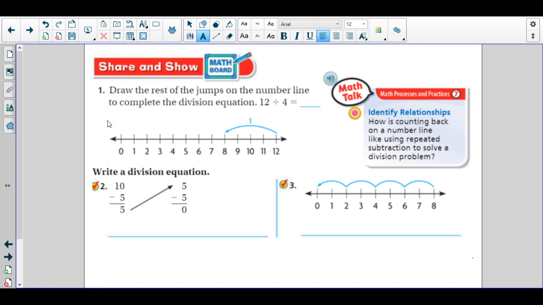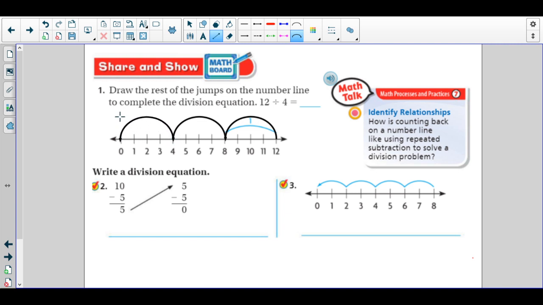All right. So, draw the rest of the jumps on the number line to complete the division equation 12 divided by 4. All right, so our first jump was here. We're going to make another jump of 1, 2, 3, and 4. And another jump of 1, 2, 3, and 4. So how many did we go? 3. So 12 divided by 4 is equal to 3.